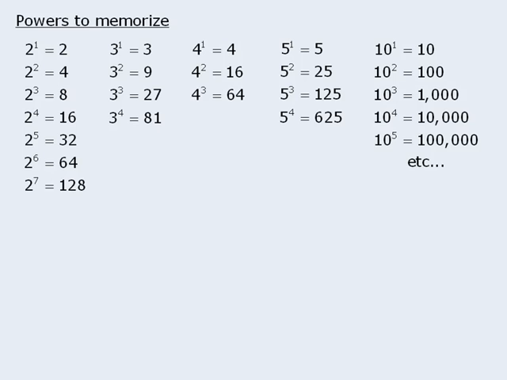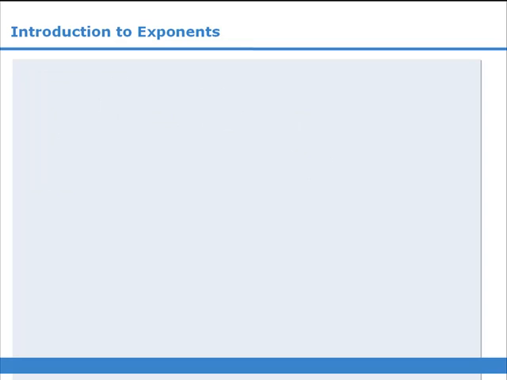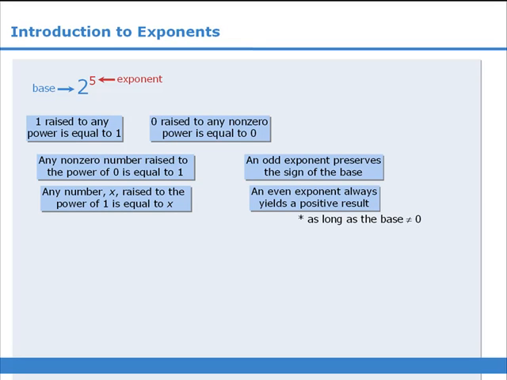Now please note that the powers of 10 are easy to memorize, since the exponent always tells us how many zeros follow the 1. So for example, 10 to the power of 5 is equal to 1 followed by 5 zeros. Okay, let's summarize. In this lesson, we learned exponential terminology and how to evaluate powers, and we learned some important properties of exponents.